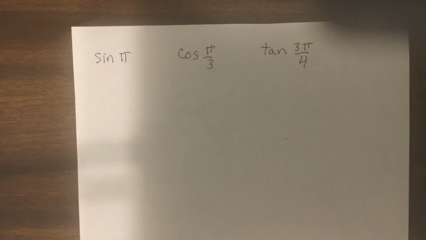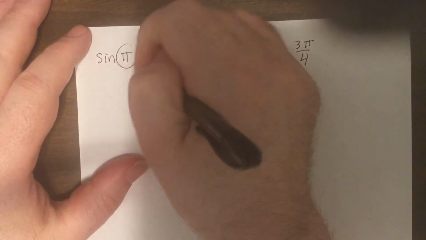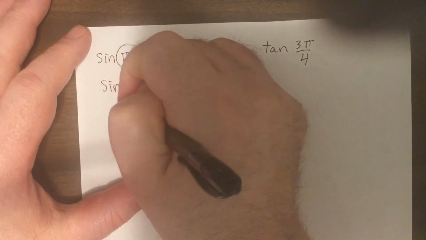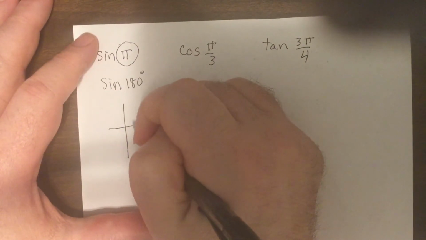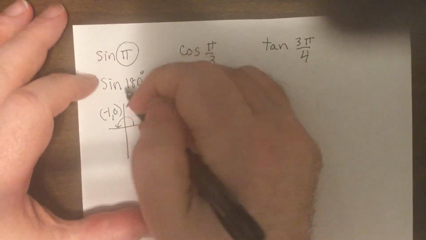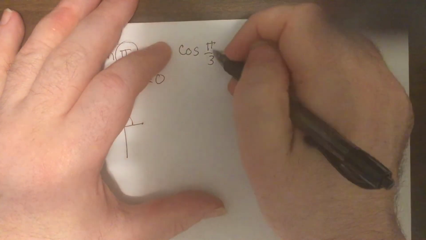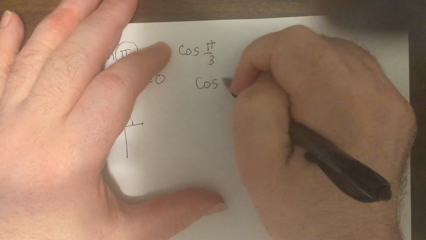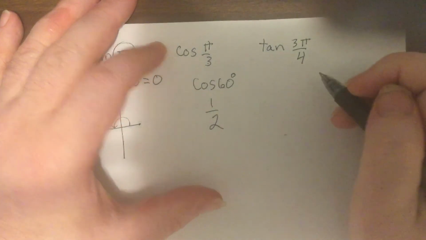So, if we spent 5 weeks on this, I would expect you to be able to do this just by looking at it. But since we're not, what I would do is change this to degrees. Pi is 180. Oh, it's a multiple of 90, so it's a quadrantal angle. So we're going to use the point negative 1, 0. Sine is y over r, so it'd be 0. So pi over 3, I'd go 180 divided by 3. So that'd be cosine 60. Cosine 60, we all know, is a half.